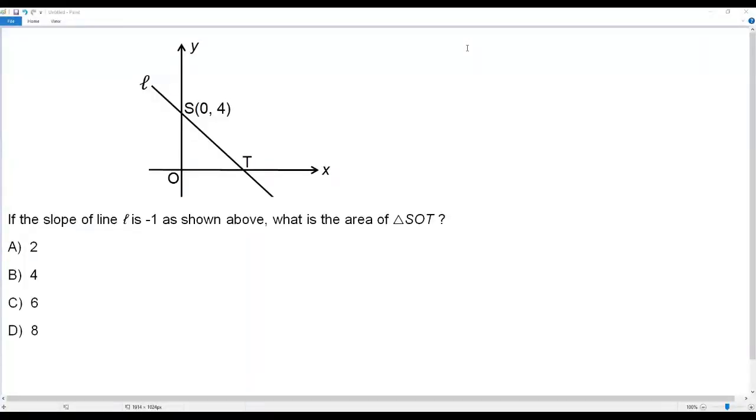Here we have a SAT math question. So there is an xy plane given over here. If the slope of line L is -1 as shown above, what is the area of triangle SOT? So we have to find the area of this triangle SOT.